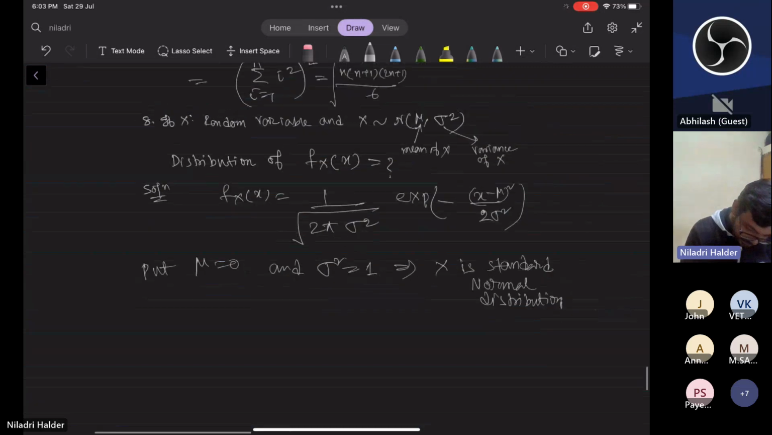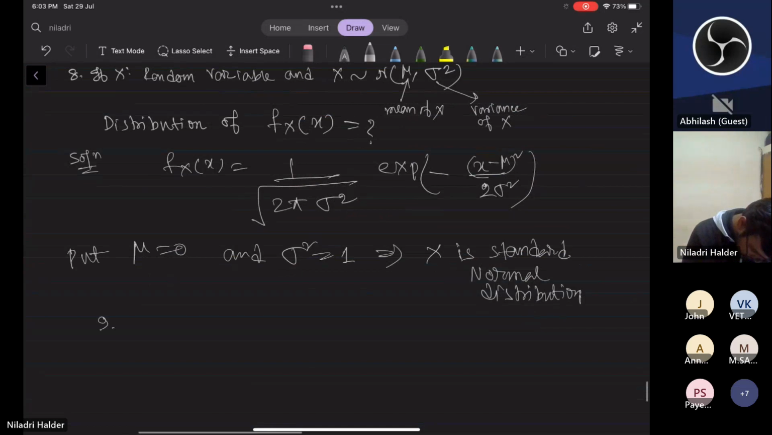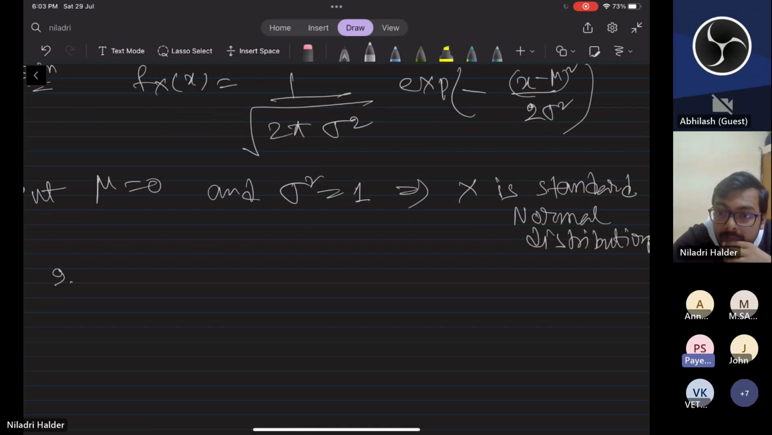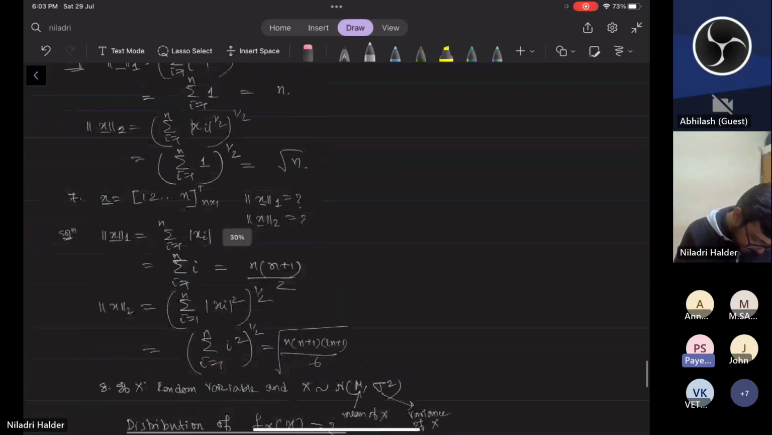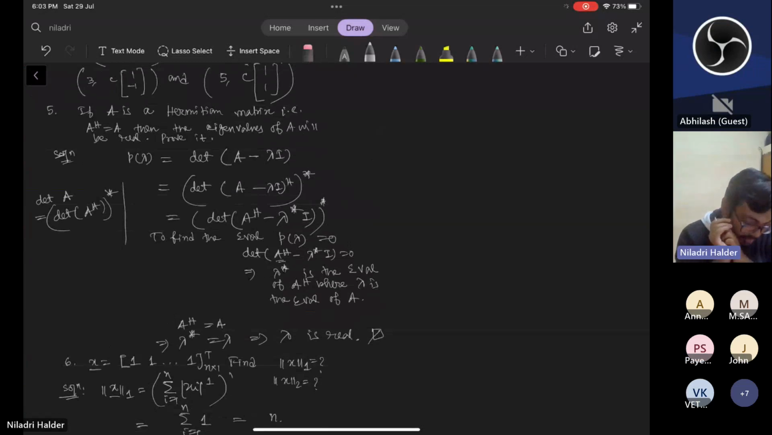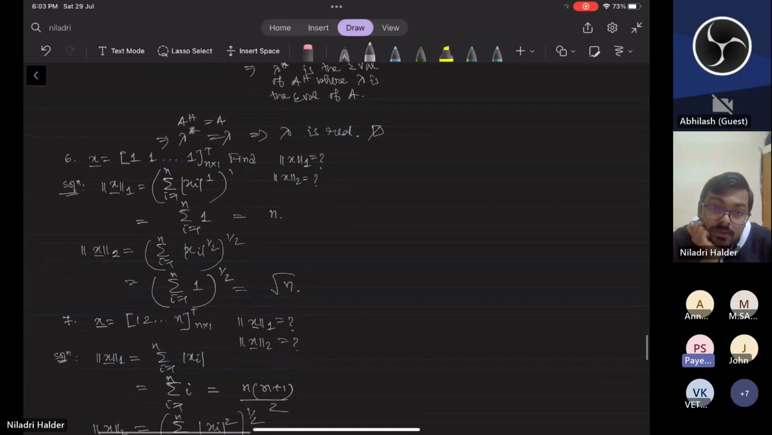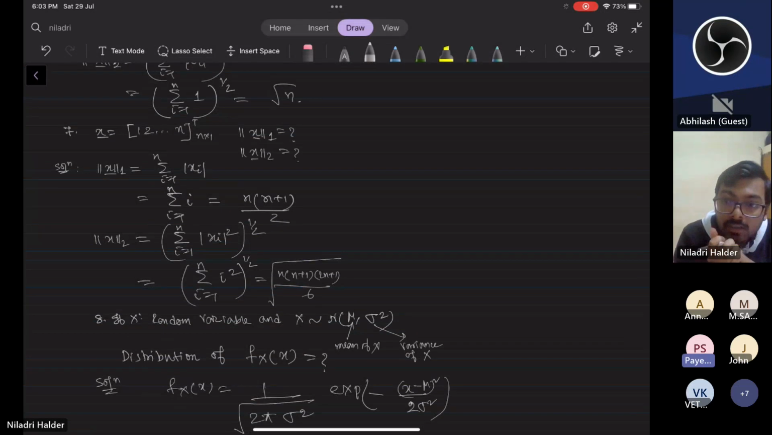Okay, and then question number 9 is... Sir, in question number 7, if we have to find the norm of L0, then what will be the answer? Question number 5, question number 6, right? No, sir, question number 7. Oh, 7. Okay. What is the question? Sir, if we have to find the norm of L0.